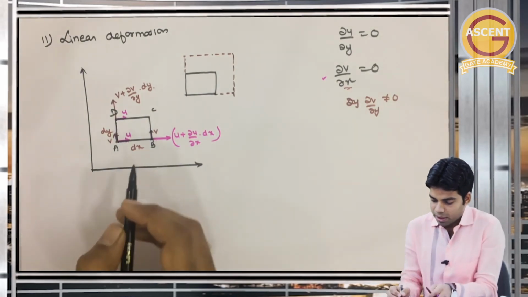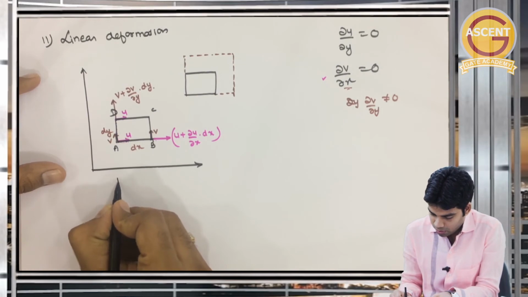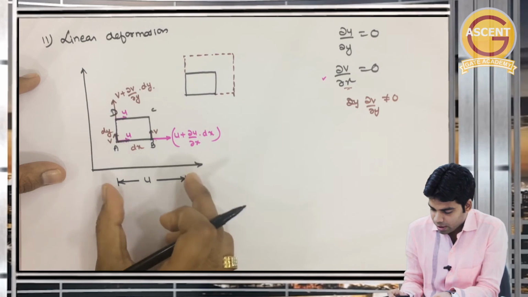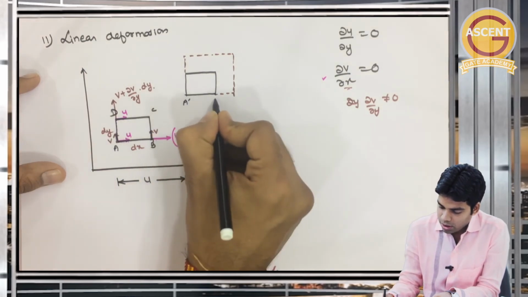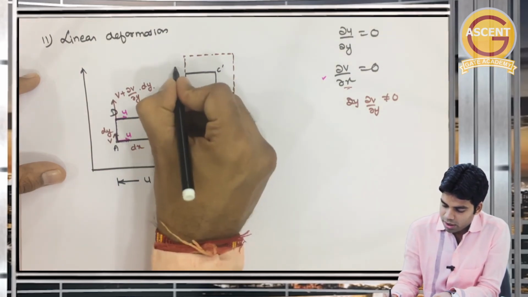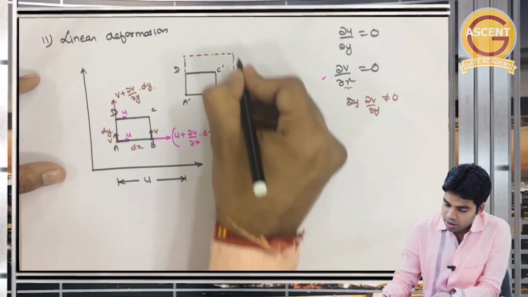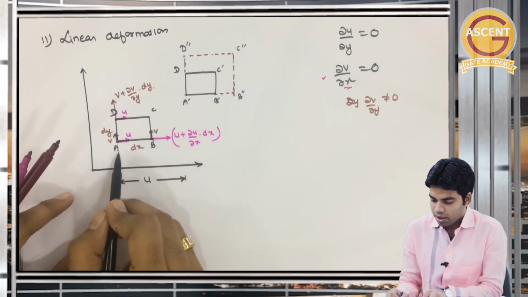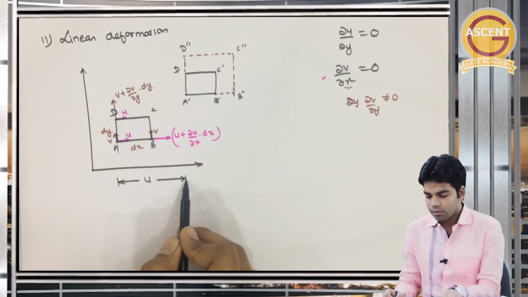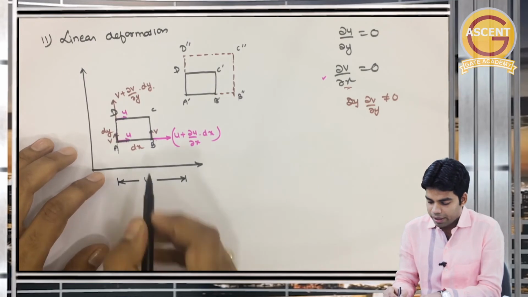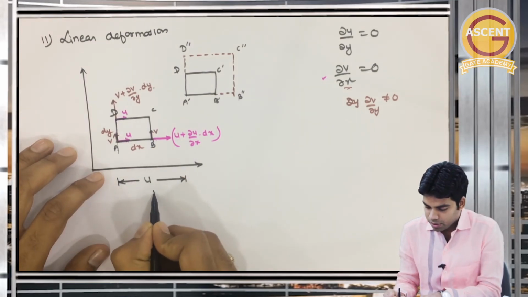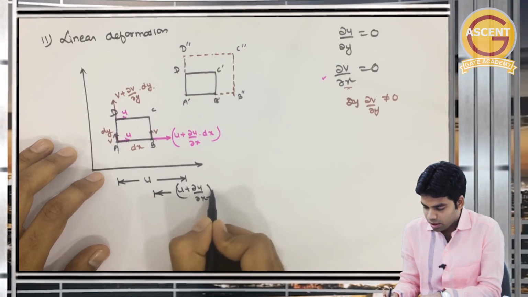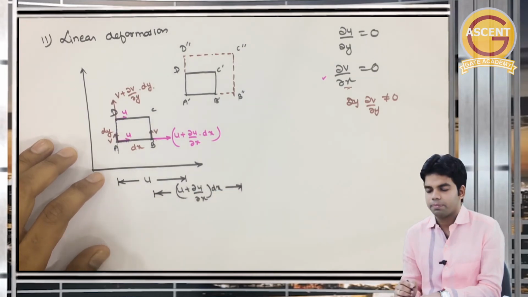Getting this now? That means the distance which u has traveled, suppose after time 1 second, will be u. This is suppose a dash, b dash, c dash and d dash. This is b double dash, c double dash and d double dash. So the distance between a and a dash is u after time 1 second, and the distance between b and b dash is u plus del u by del x into dx after time 1 second.